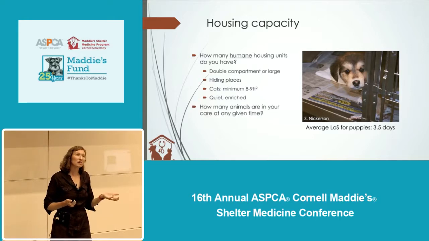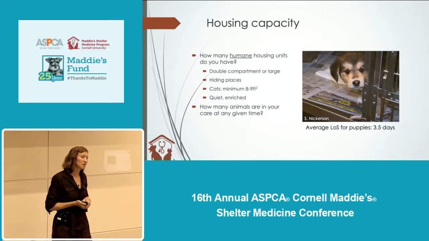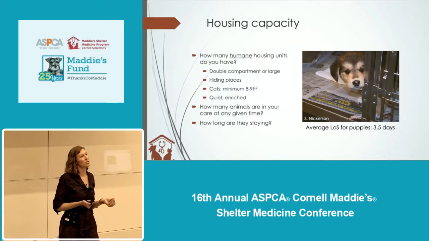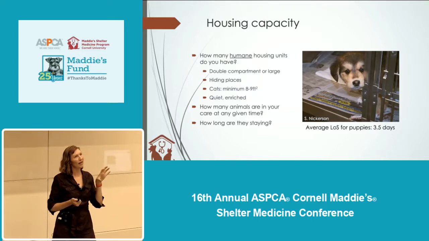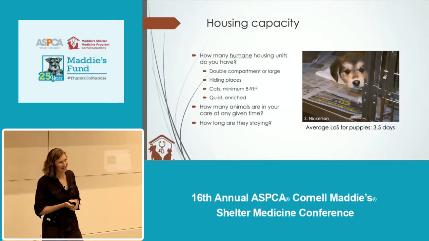How many animals are in your care at any given time? That's that L, the number of animals in that shelter box. How long are they staying? And that's really the key question, right? Because if I have one cage and all of my cats stay 1 year, I can help how many cats in 1 year? 1. It's not very good for life-saving, right? But if my cats only stay 7 days each, I can help 52. That's a lot better. If my cats only stay 1 day, I can help 365. Well, that's not very realistic, right?